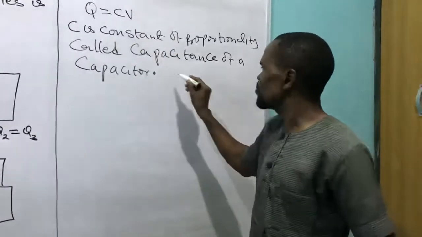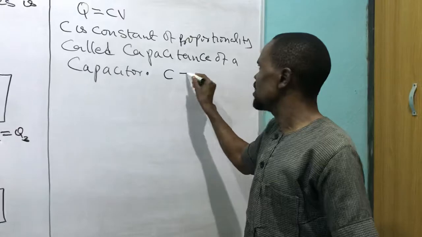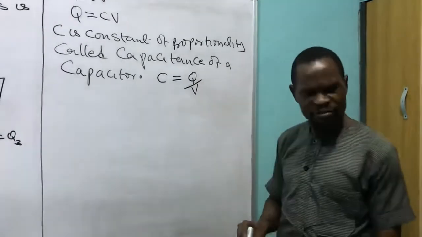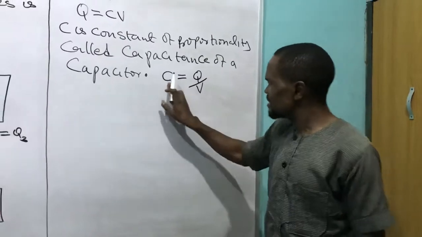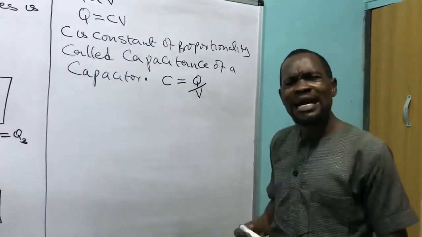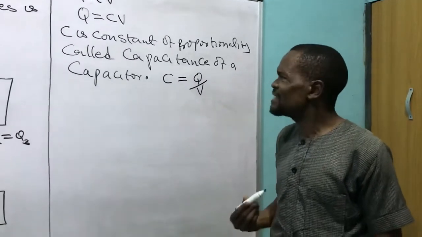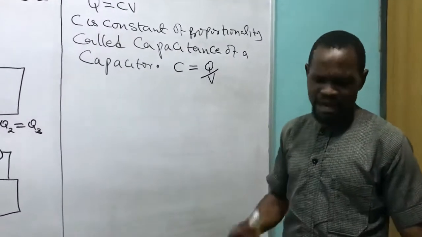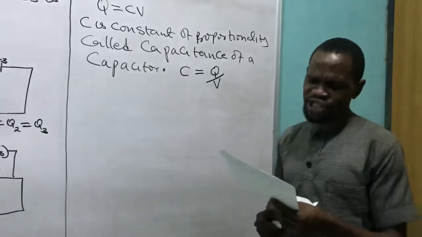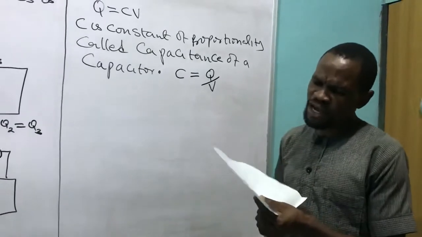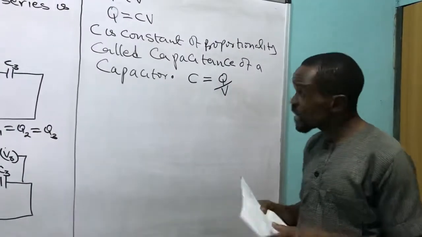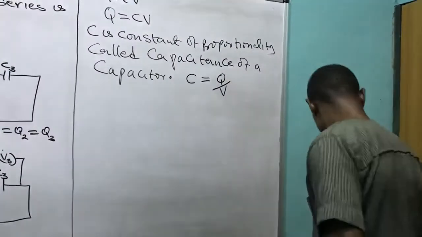If you make C the subject of the formula here, you have that C is equal to what? Q over V. Are you following what I'm talking about? That means this is a constant, which is what? The capacitance of a capacitor. The ability of a capacitor to store a charge is what we call the capacitance of a capacitor.